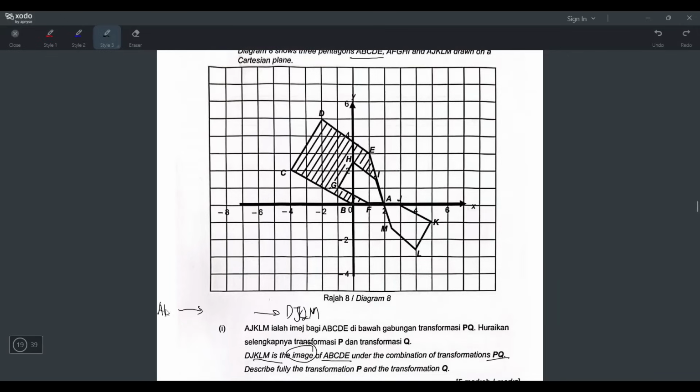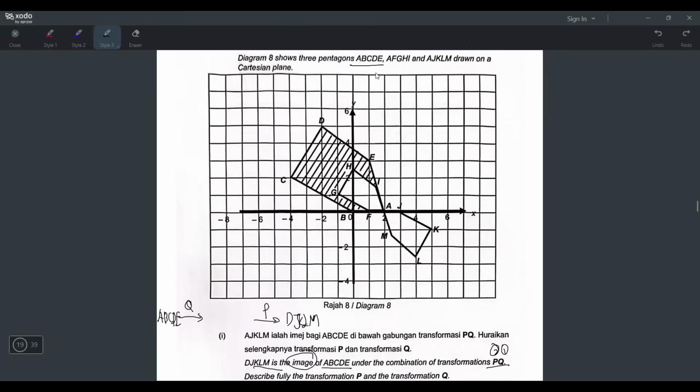That means ABCDE will sit here. And then the two arrows will be the PQ lah. Okay, if they say transformation PQ means you do Q first, followed by P. So the first arrow is transformation Q, second arrow is P. Then what about the middle one? Okay, you have three pentagons. A, B, C, D, E, A, F, G, H, I, A, J, K, L, M. And you already know the AJKLM. Wait. This one is A.